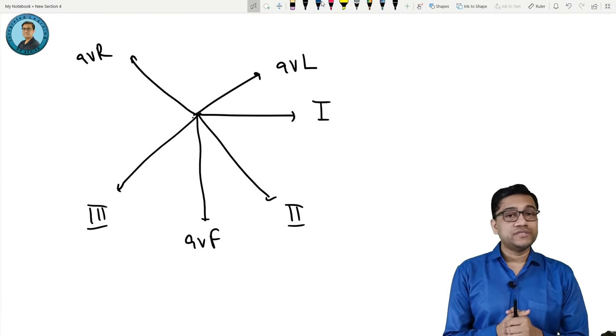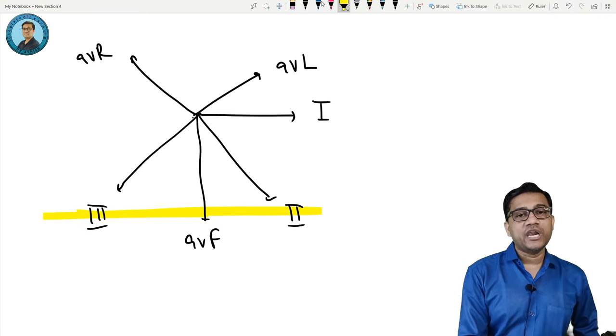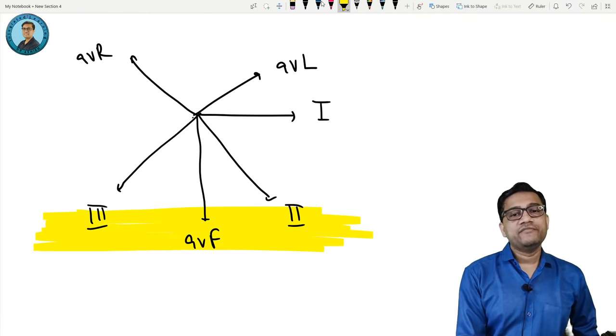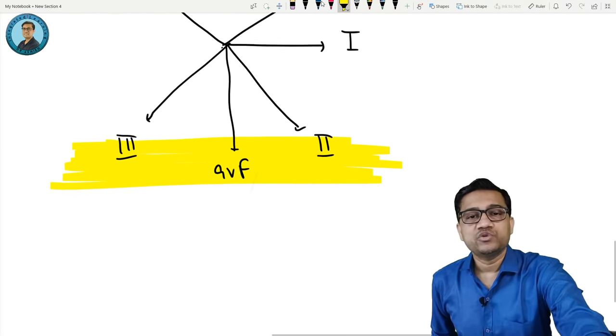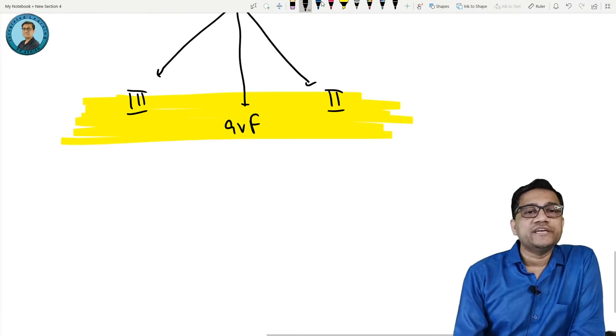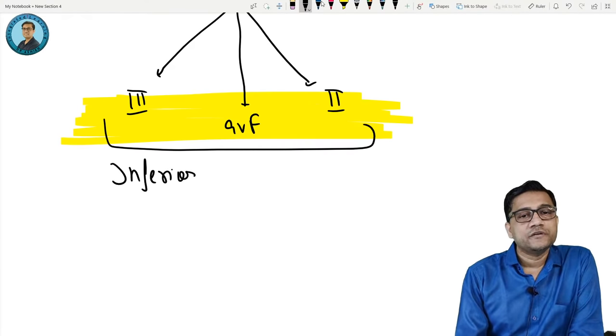So now the question is, which leads are looking downwards? Which leads are looking at the bottom, the inferior part? The answer is 2, 3 and AVF. So these 3 are called the inferior leads.